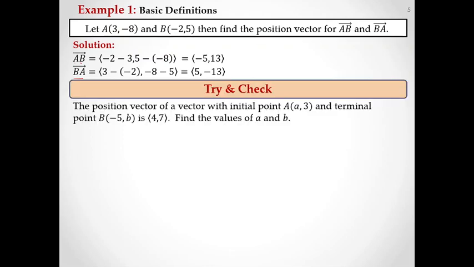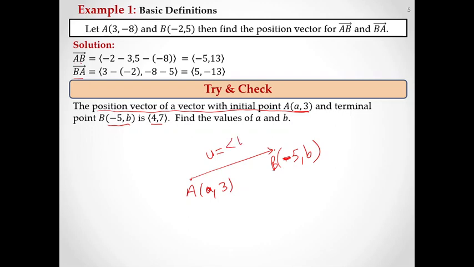Now let's try and check. The position vector of a vector with initial point (A, 3) and terminal point (-5, B) is (4, 7). So find the values of A and B. The initial point is (A, 3), and the terminal point is (-5, B). The vector, let's call it U, is (4, 7). Now how can you find it? AB vector is (4, 7), so how can you find the components?